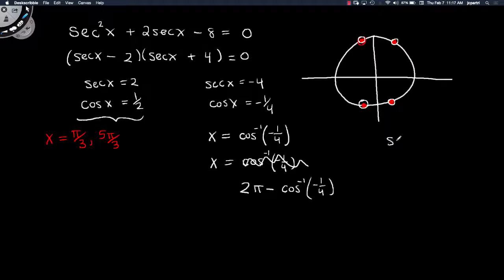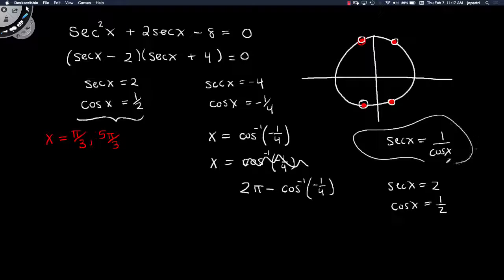Again, the reciprocal: the secant of x by definition is 1 over the cosine. And so if the secant of x is equal to 2, that means the cosine of x has to equal the reciprocal of 2. So this reciprocal part is by definition.